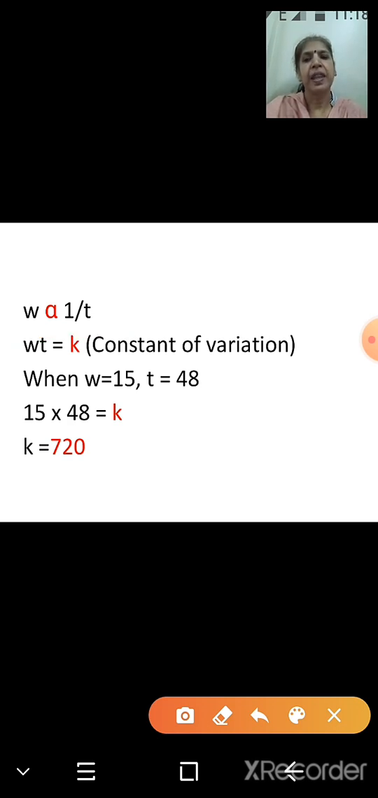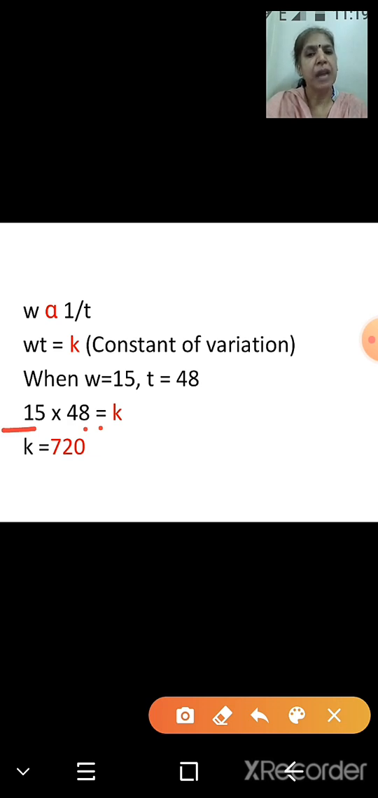And this is inverse variation. So we have studied inverse variation. What is constant? Product is constant. So WT is equal to K. And what is K? K is constant of variation. Now we have to write the pair of values given. W is 15 workers, time 48. Substitute in the equation, that is 15 into 48 is K.